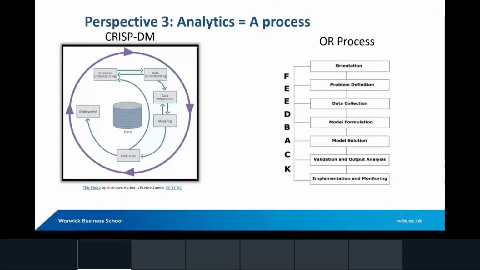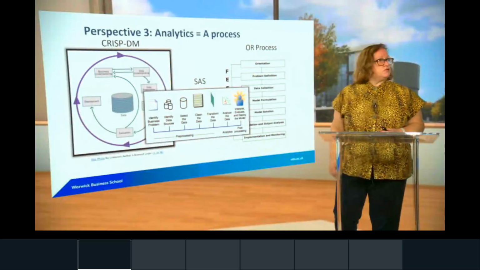Validation is a really important concept in terms of analytics. How do you know that what you're doing is any good? Are you getting decent answers? Or are there any errors? And instead of deployment, we've got implementation and monitoring. So essentially, a very similar sort of approach.